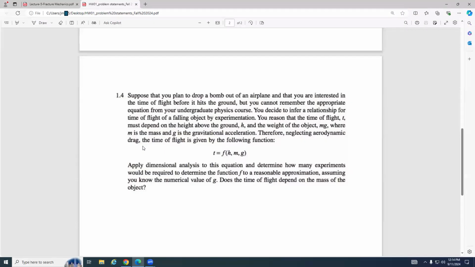No, no. If you drop a free body, this object, no matter how high it is, no matter what kind of mass it is, the T has nothing to do with this M. T only is dependent upon H and G.